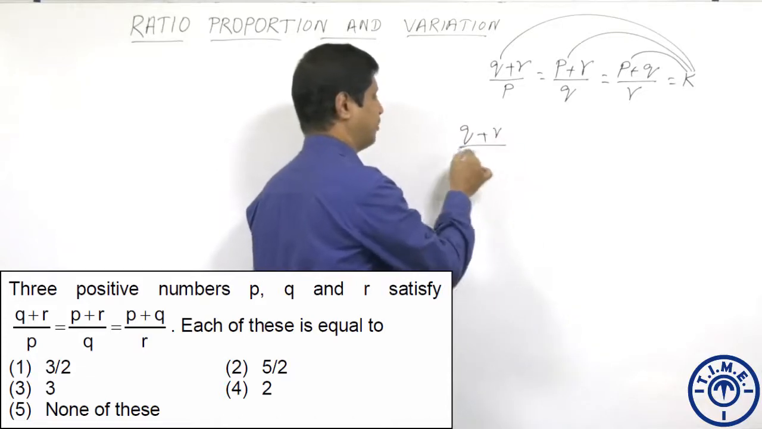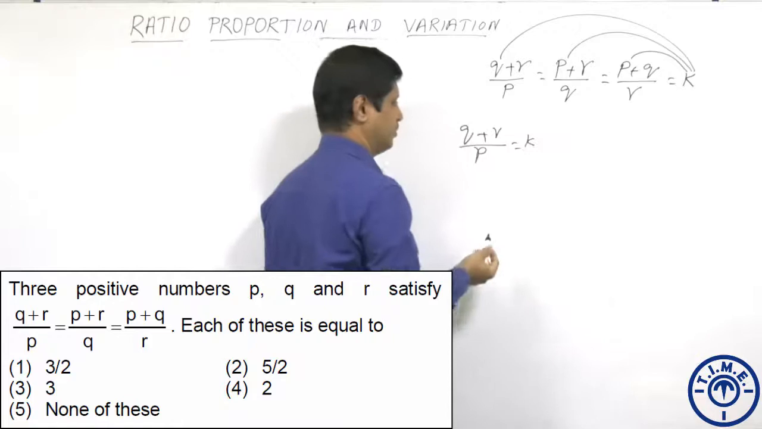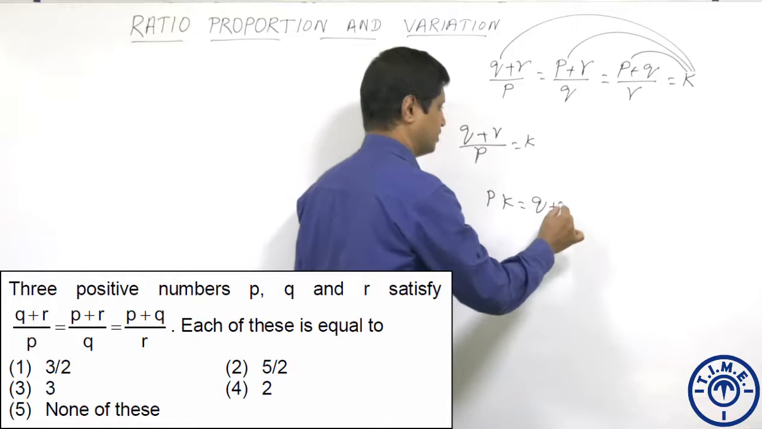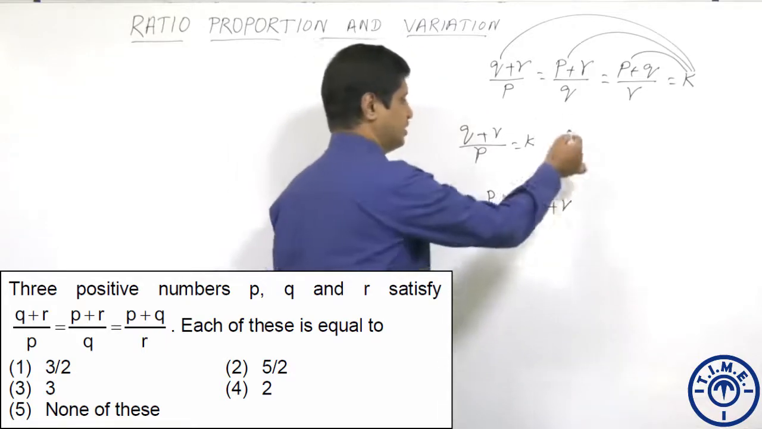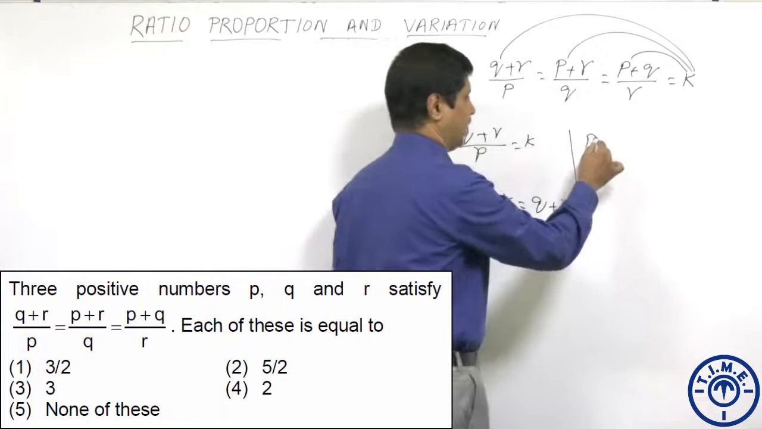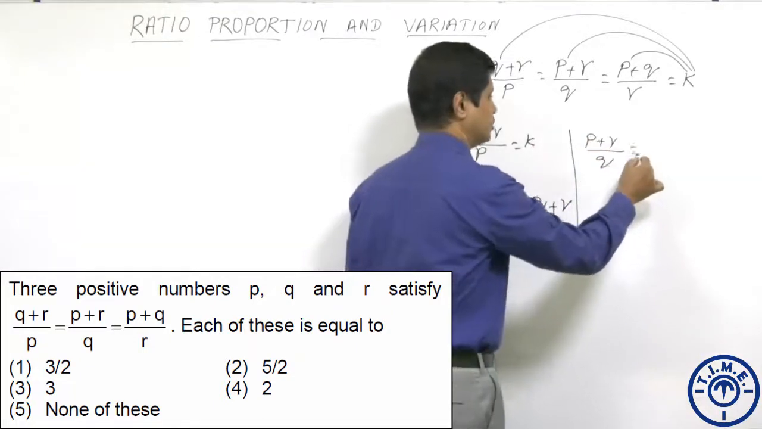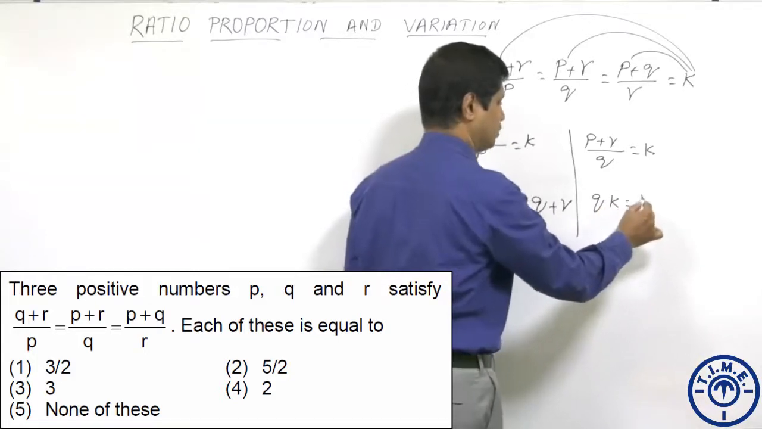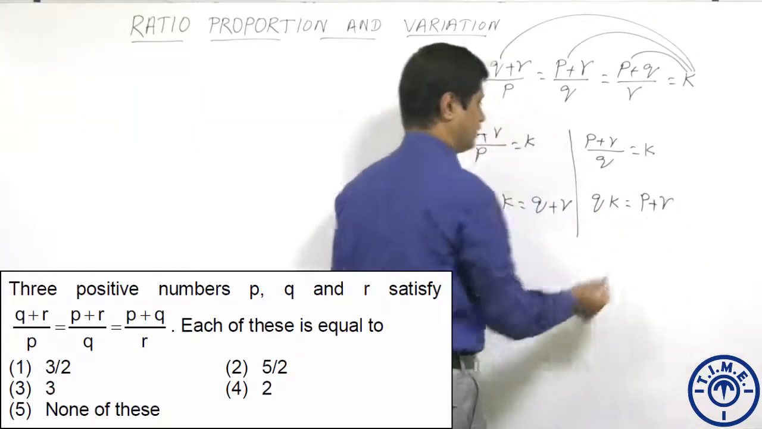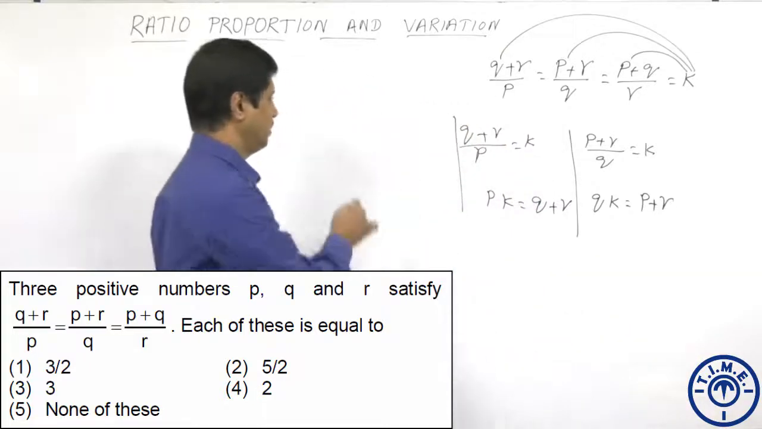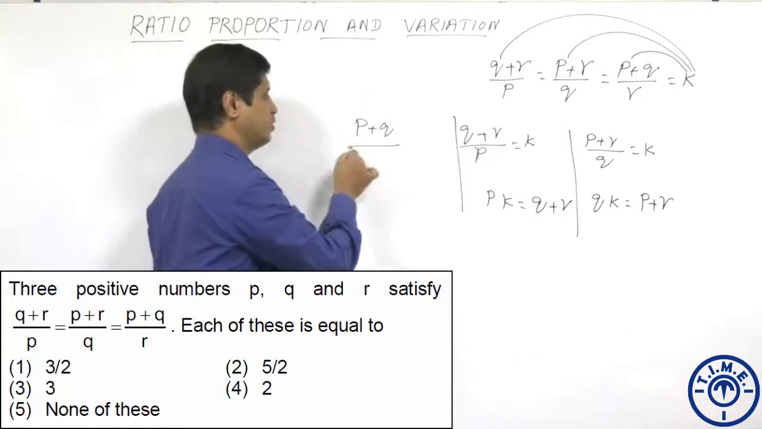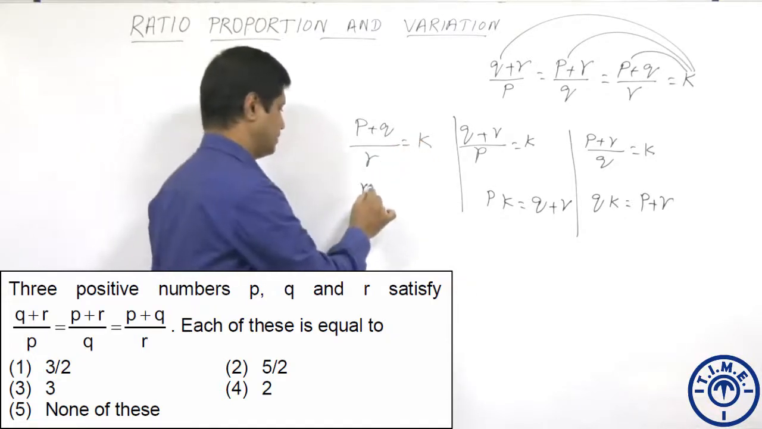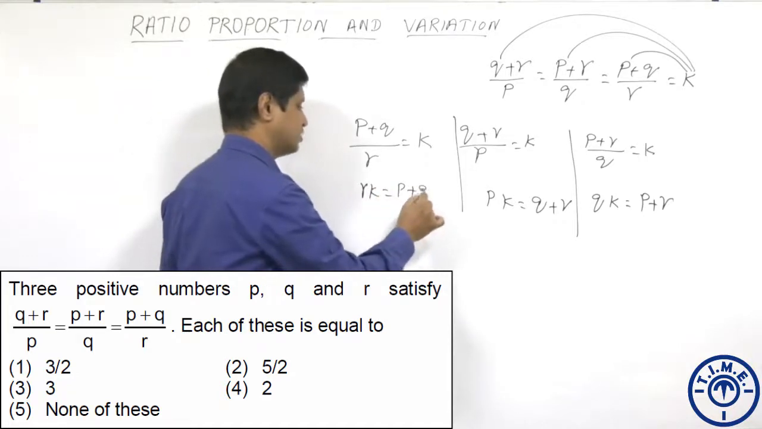Equating each part to k, what is the result? Q plus r by p is equal to k, means pk is equal to q plus r. Similarly, the second one, p plus r by q is equal to k. What is the qk value? Qk is equal to p plus r. And the third part, p plus q by r is equal to k. Now rk is equal to p plus q.